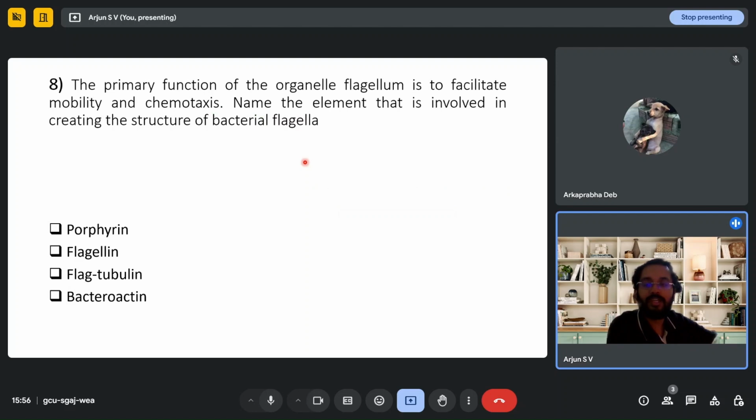So question number 8. The primary function of the organelle flagellum is to facilitate mobility and chemotaxis. Name the element that is involved in creating the structure of bacterial flagella. So it's a pretty straightforward question. Flagella is produced from a protein called flagellin.